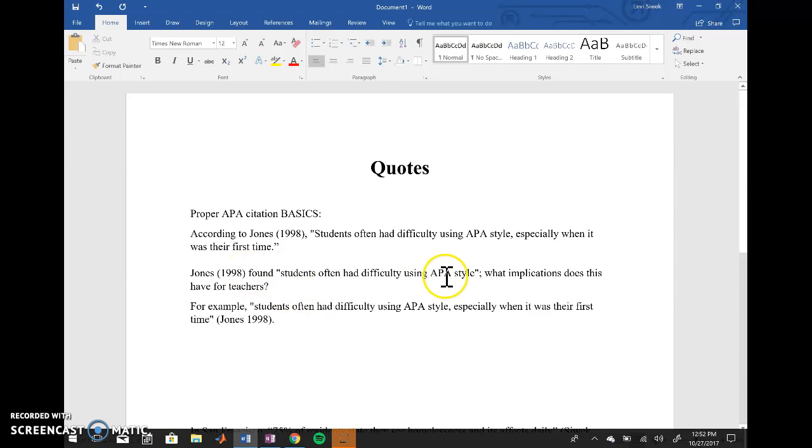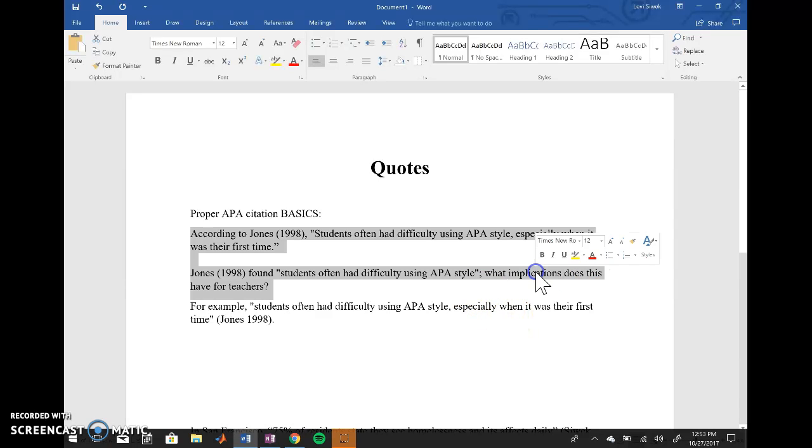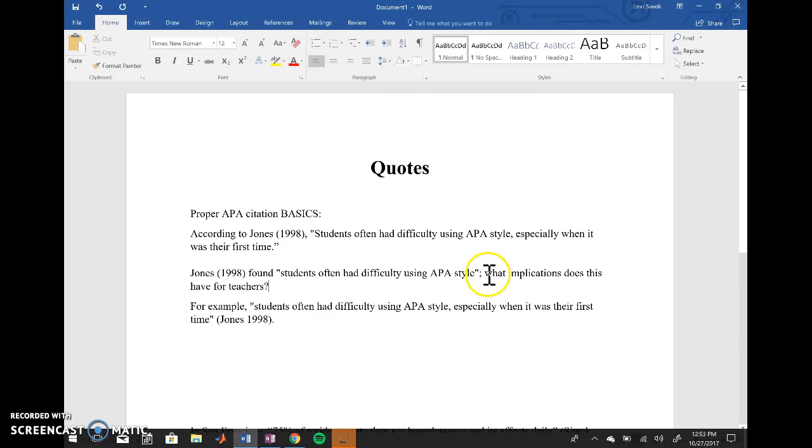And that doesn't have to be the end of your sentence. The end of the quote does not have to mean the end of the sentence. You can get really creative with this, as the second example did. They put a semicolon and went further to even ask a rhetorical question. Lastly, you can say, for example, then put the quote, and at the very end include the citation with the author and year.